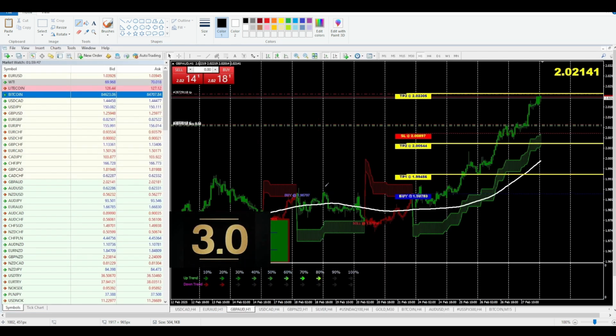Now here's another example of a buy setup. This was GBP AUD on the H1 chart. Remember guys, the first thing you need to see is that the price needs to be above the moving average.